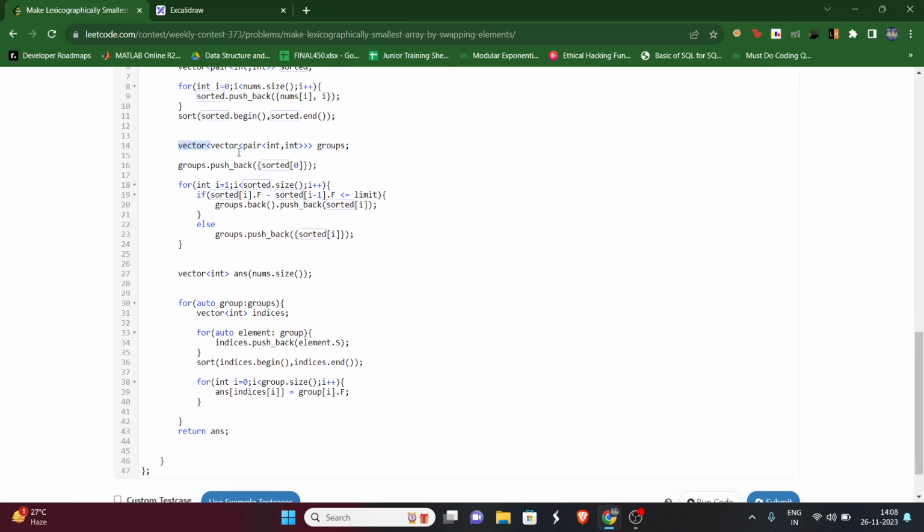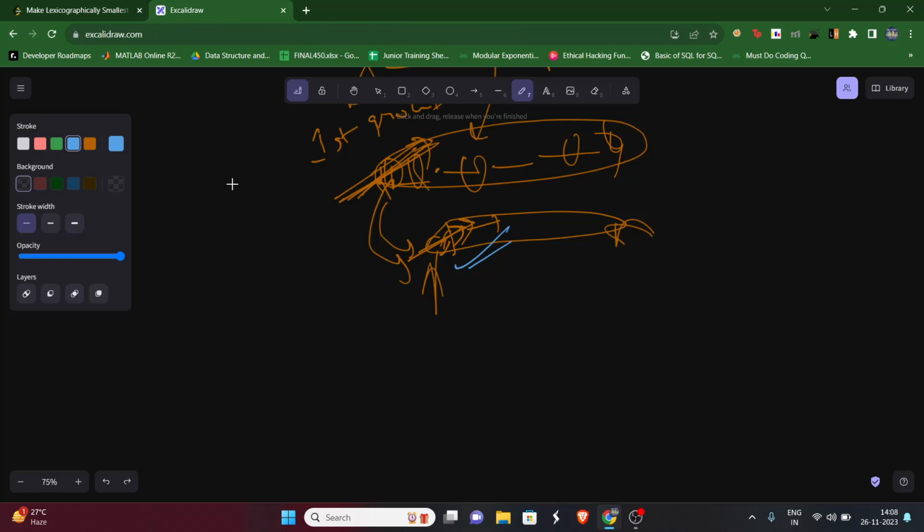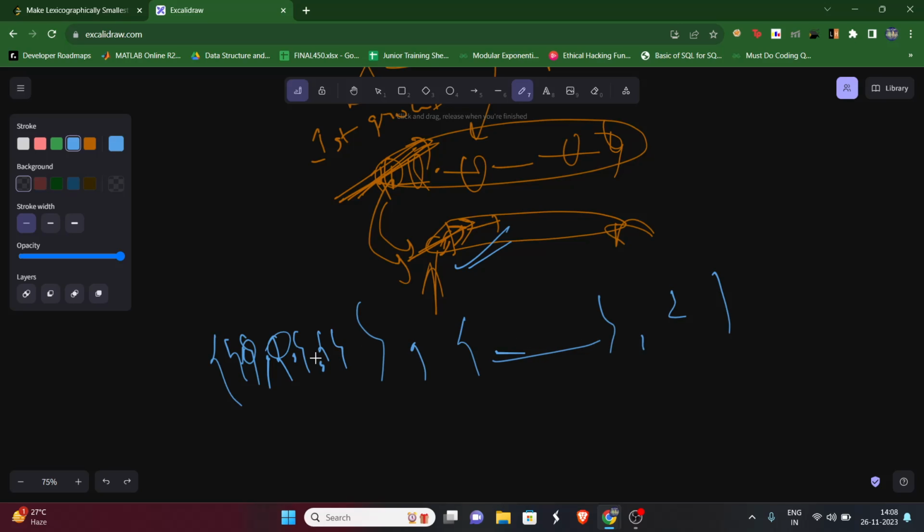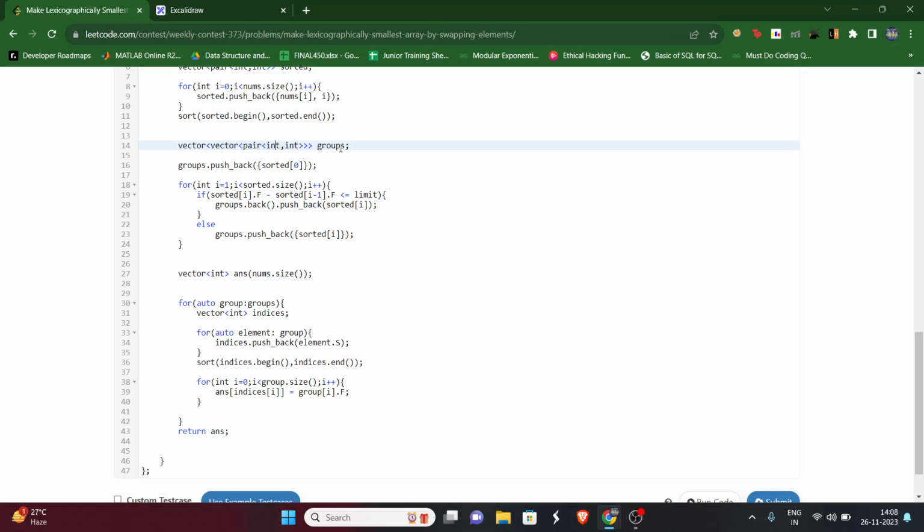Now we have to divide them in groups. So what we can do, we can make a vector of pairs. Why vector of pairs? Because we will be making one group, right? And in one group we will have pairs. So that will be nothing but a vector of pairs, and then we can have multiple groups, right? So it is nothing but the vector of groups, and one group is nothing but the vector of pairs. That's why we have made a vector of groups.